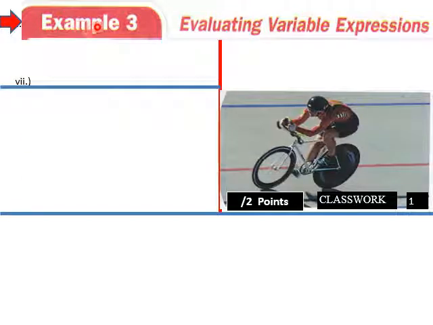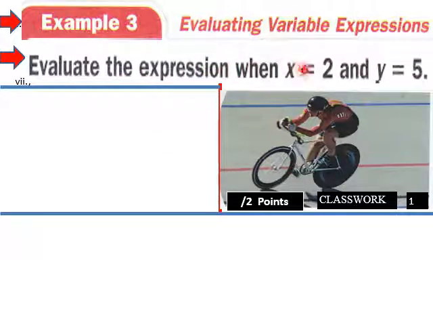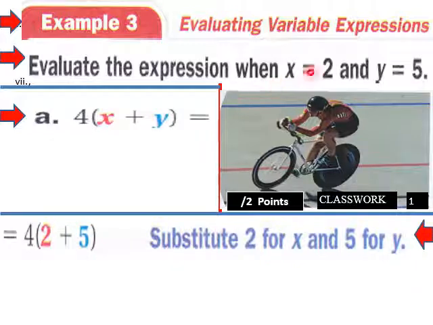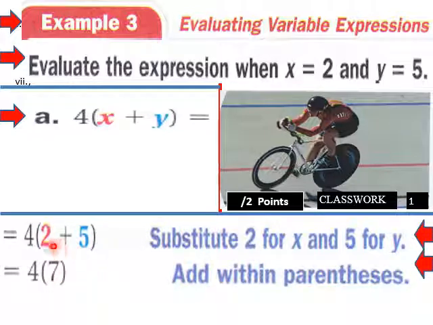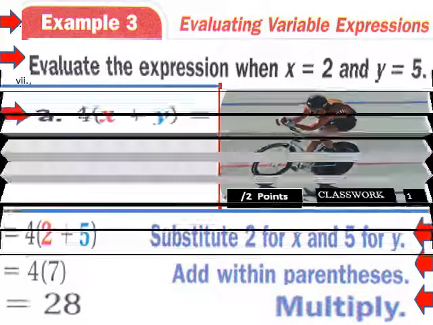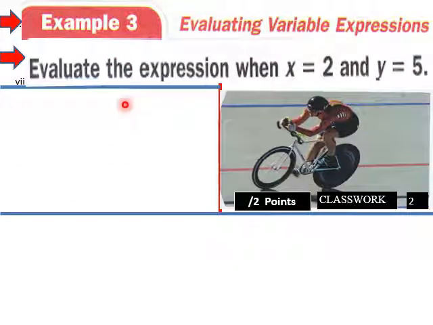So let's get right to example 3, evaluating variable expressions. Evaluate the expression when x equals 2 and y equals 5. So we have 4 times quantity x plus y. We plug in x equals 2 and y equals 5, so we have 4 times quantity 2 plus 5. Then we add inside our parentheses first, so it'll be 4 times 7, which would be 28. You would do that one with a grouping symbol like that.